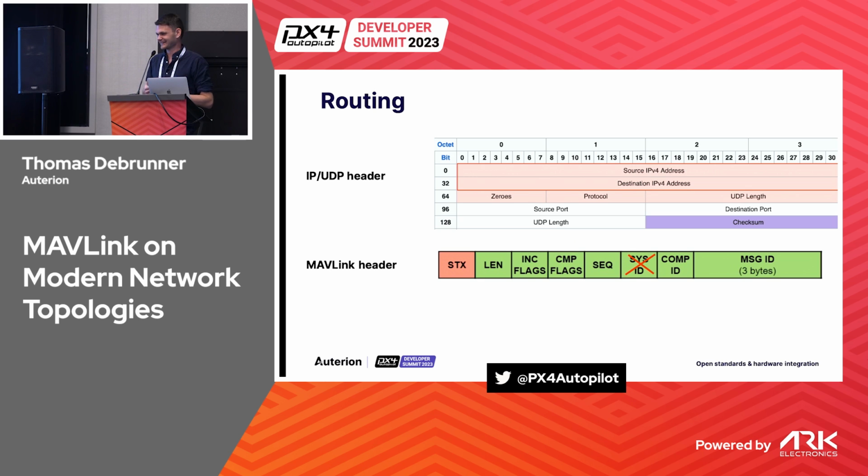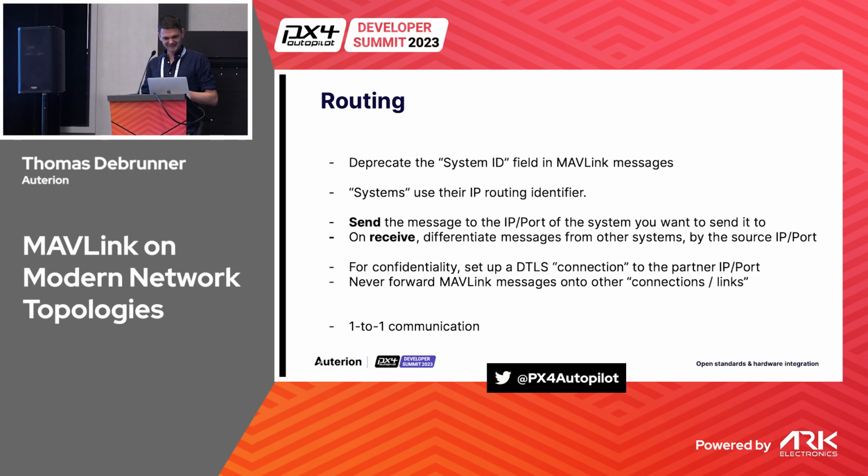And then you get the MAVLink header with the source system ID and component ID. And what I'm proposing here basically is, let's just ignore these system IDs. It might sound like a fairly strange proposal, but hear me out. If we deprecate the system ID field in MAVLink, and we just say a system is an IP and port combination that we can send data to and where we can receive data from. So your drone has an IP address, there's a port on that IP address, which is the MAVLink endpoint, and you can send MAVLink data there, and they can send MAVLink data to you from that point.